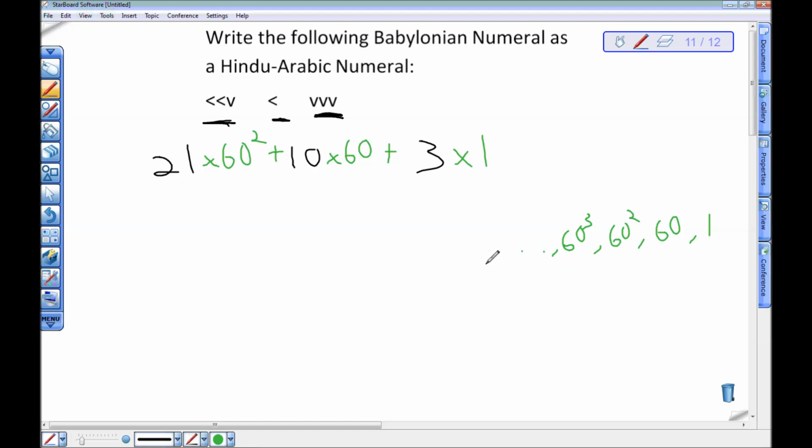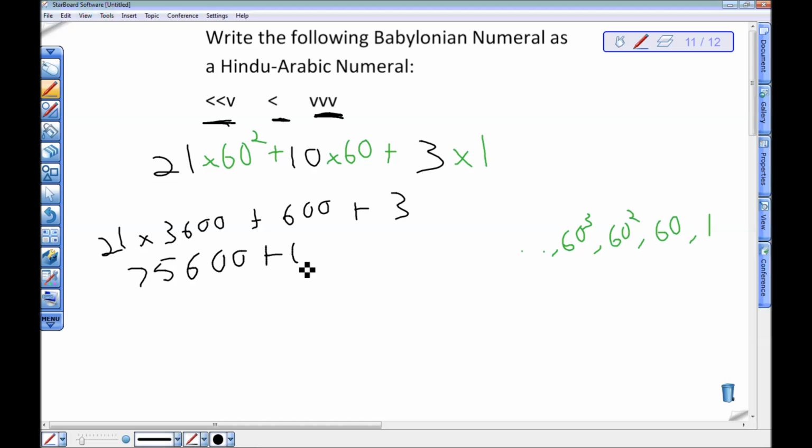Well, 60 squared is 3,600. 10 times 60 is 600. 3 times 1 is 3. 21 times 3,600, my calculator tells me, is 75,600. Plus 600 plus 3, which is 76,203.